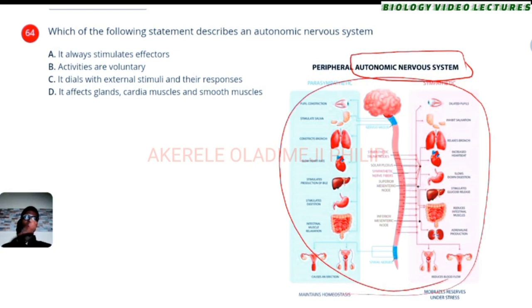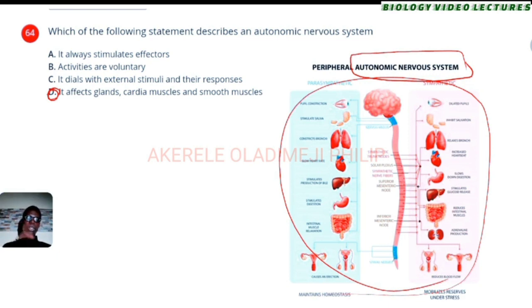Now, B is outrightly wrong. The answer is D. C says it deals with extreme stimuli and their responses. Well, it doesn't have to start working when there's extreme stimuli. It works all the time. As I'm talking to you now, it is working. That is what is causing my heartbeat and all of those things. It is controlling most of the involuntary actions.